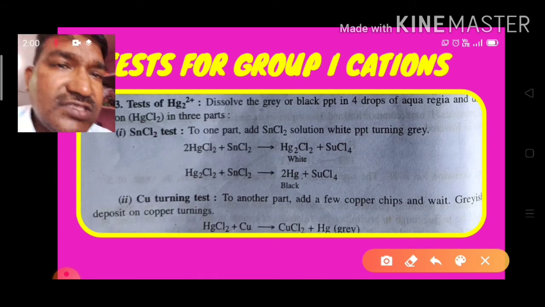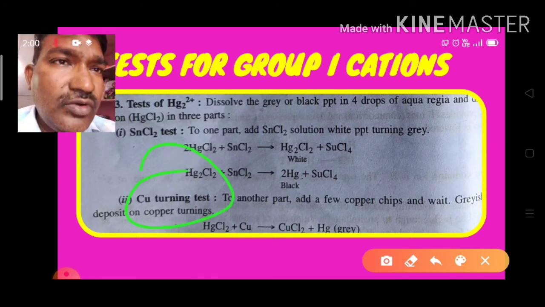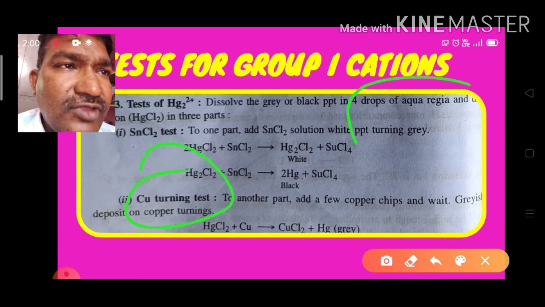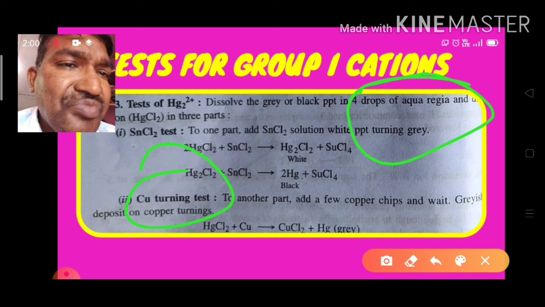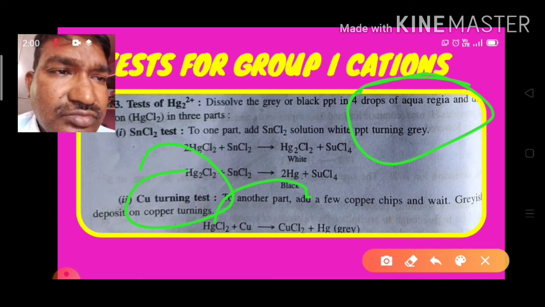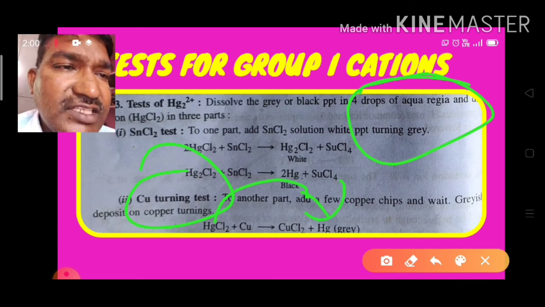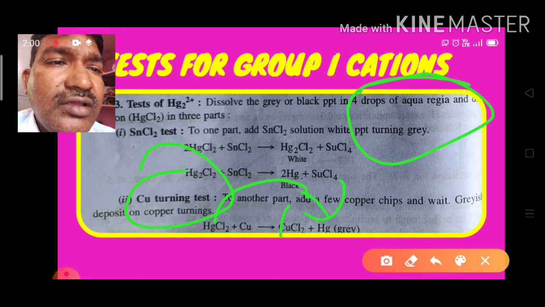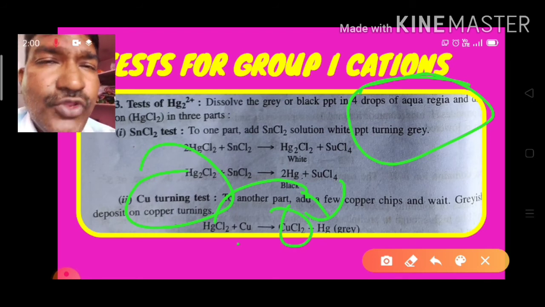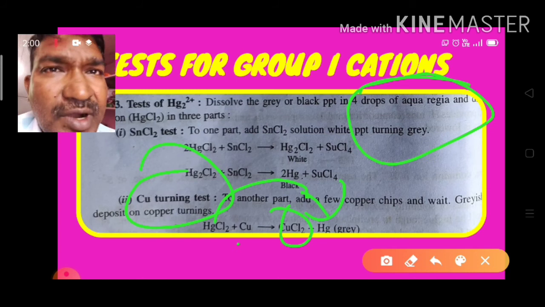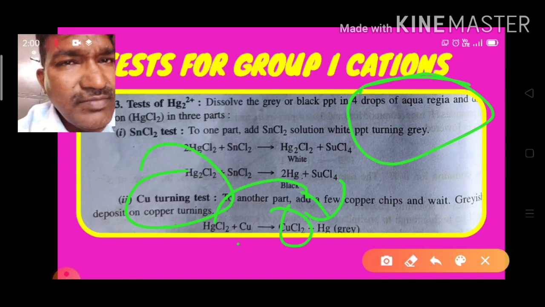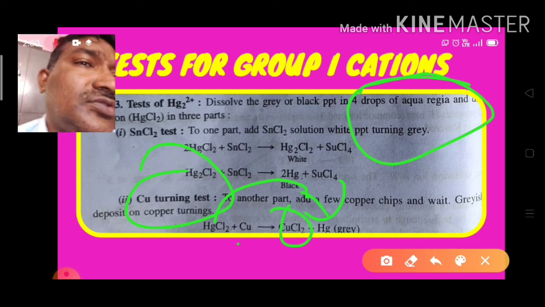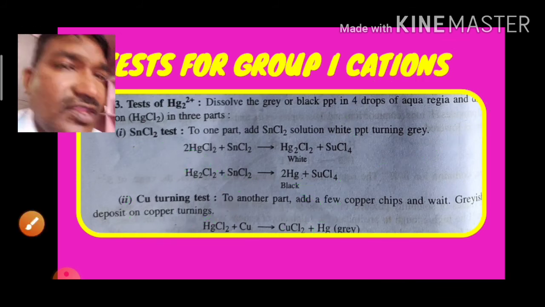And one more test is the copper turning test. To the clear solution obtained by the addition of aqua regia, we add copper pieces. So here mercury changes into the gray color precipitate again, that is mercury, and the copper changes into cupric chloride. This is a displacement reaction. So copper displaces the mercury from the mercuric chloride. So this is the confirmation test for mercury.